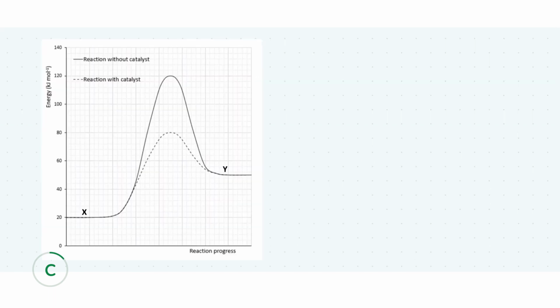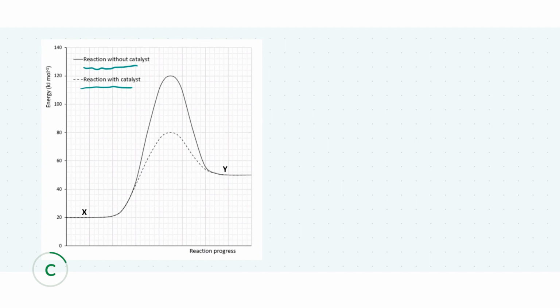So having a look now at our diagram, what we can see is that there's going to be a graph, and there's also going to be another one with a kind of dotted line. And in this case, we're told that the reaction without the catalyst is going to be the solid line, and the reaction with the dotted line is going to be with the catalyst. And in this case, we're being asked about the one without the catalyst. So we're going to be focusing on the activation energy for the solid line. And in this case, if we just look at our diagram here, you'll be able to see the answer.